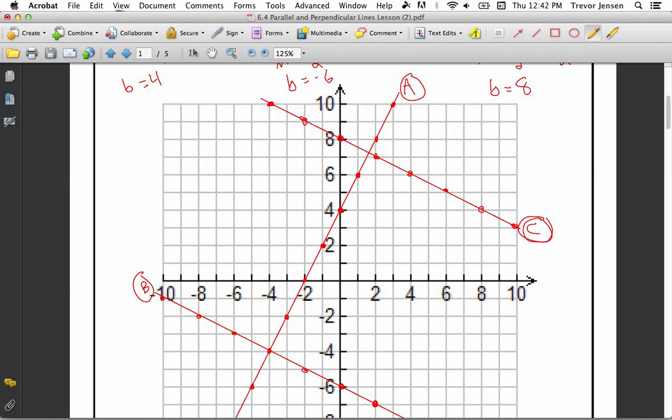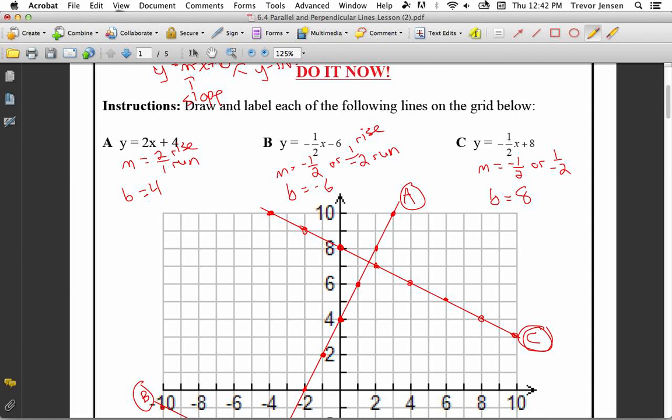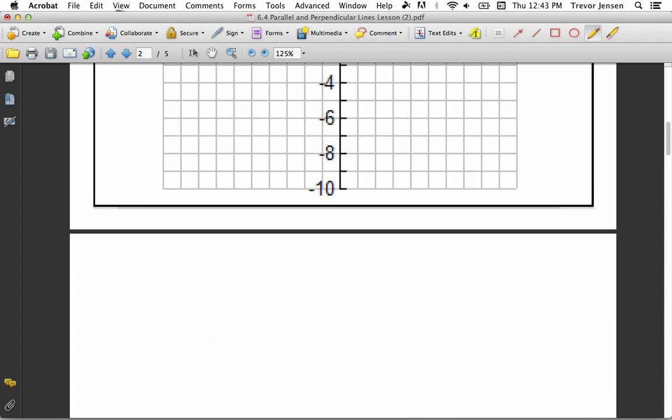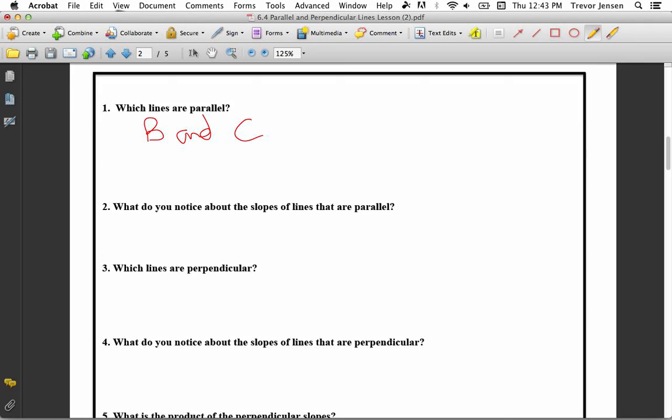What do you notice about the slopes of the lines that are parallel? So B and C are parallel. Let's take a look at the slopes of B and C. The slope of B was negative 1 over 2. The slope of C was negative 1 over 2. So the slopes of parallel lines are the same. If 2 lines have the exact same slope, their lines are parallel. Okay? So what do you notice with the slopes of lines that are parallel? They are the same.